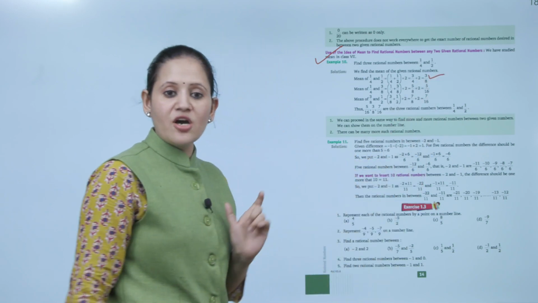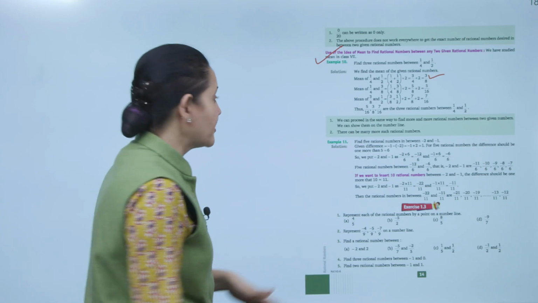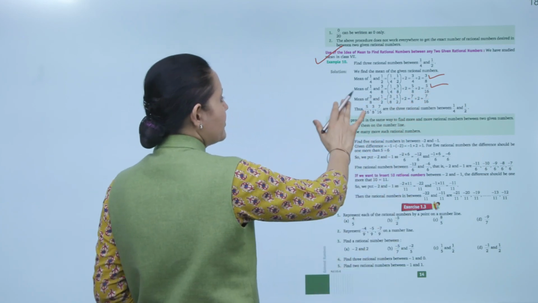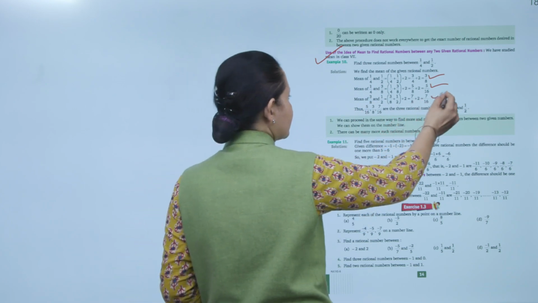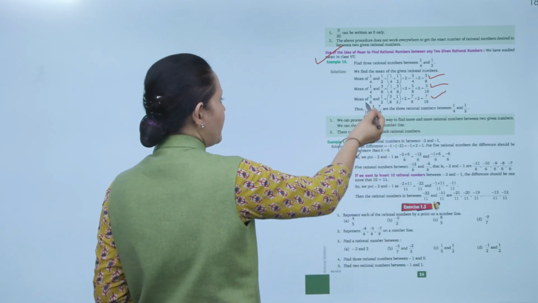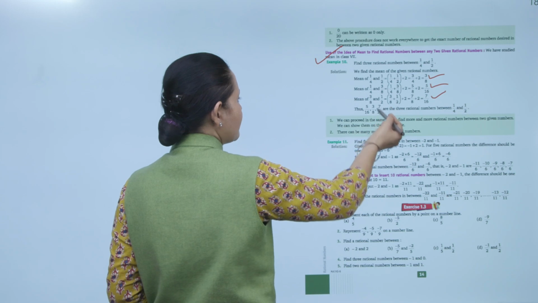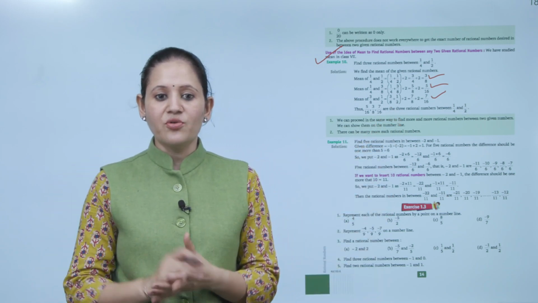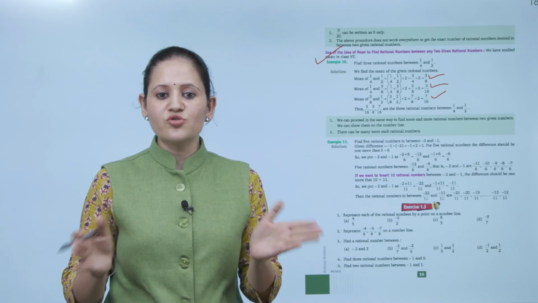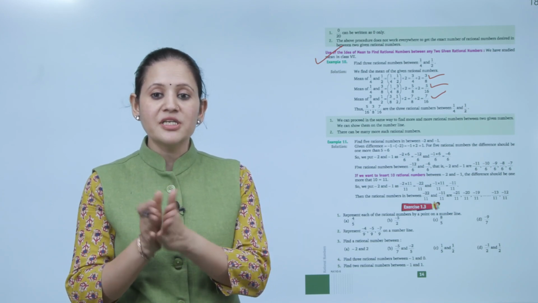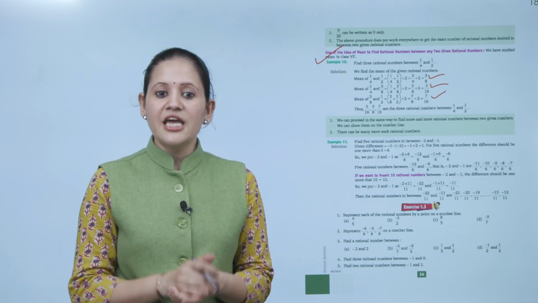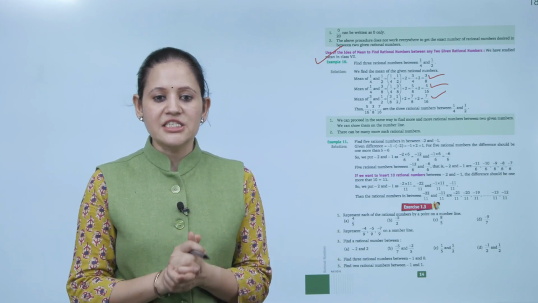Now the mean of 1 by 4 and 3 by 8 is equal to 5 by 16. Now 3 by 8 and 1 by 2, that is 7 by 16. Now we can see 5 by 16, 3 by 8 and 7 by 16 are the three rational numbers between 1 by 4 and 1 by 2. We can proceed in the same way to find more and more rational numbers between two given numbers. We can show them on the number line. There can be many more such rational numbers.